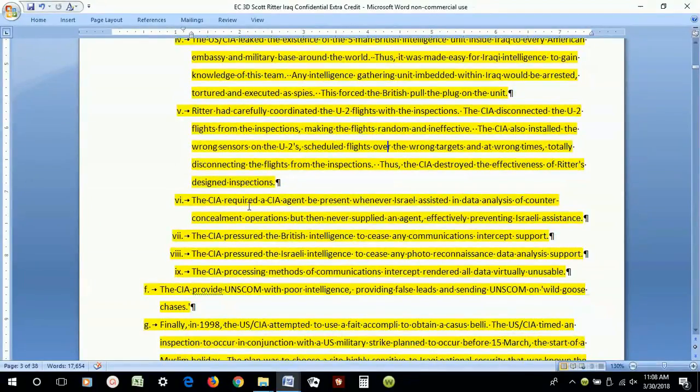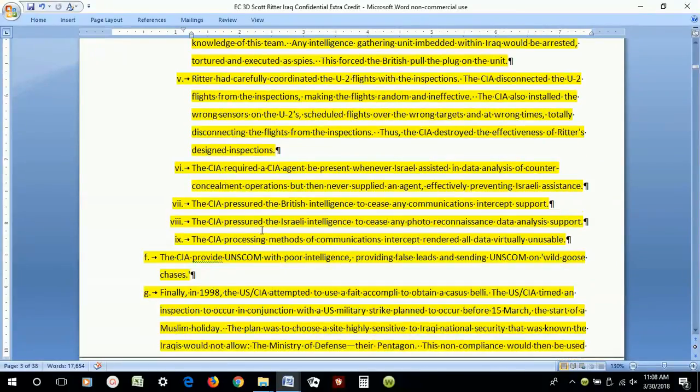The CIA required a CIA agent to be present whenever Israel assisted in data analysis of the counter-concealment operations, but then never supplied an agent, effectively preventing Ritter from getting assistance from Israel. So they demanded, well, if you're going to get help from Israel, there has to be a CIA agent there, right? But then they never provided one, so Scott Ritter could never get the help from the Israelis. The CIA pressured British intelligence to cease any communication intercept support. The CIA pressured Israeli intelligence to cease any photo reconnaissance data analysis support.